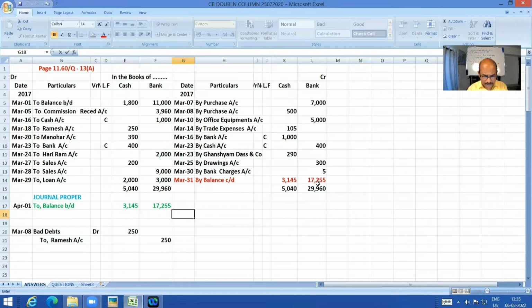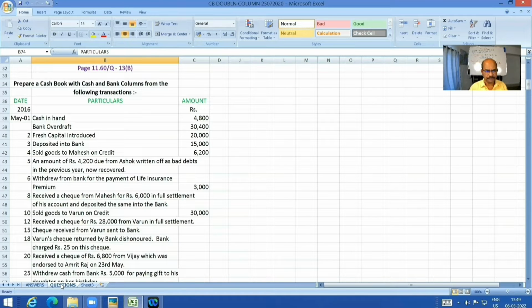And of course, the next day it will be shown diagonally opposite. And I have shown it 3,145 and 7,255 in the respective columns as balance brought down. That's all about this sum. Very simple sum. Sometimes it's good we practice simple sums also. The more we practice, the better. Thank you. Next sum, 13B.